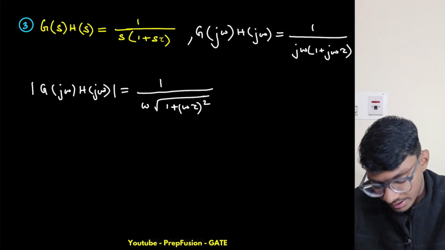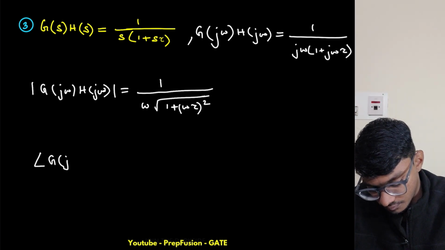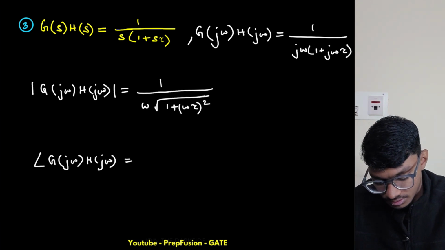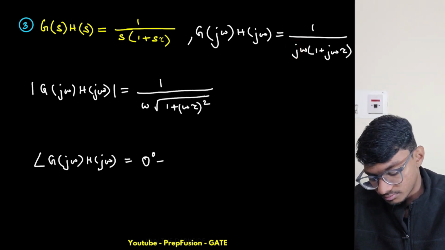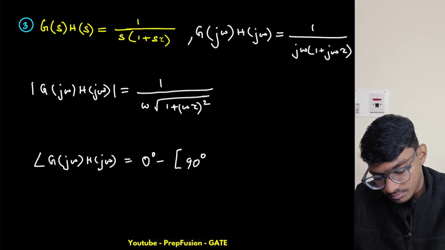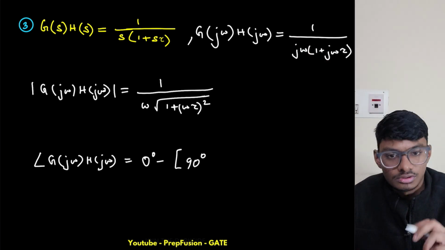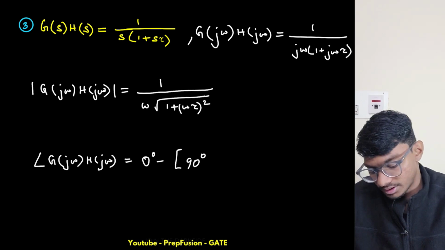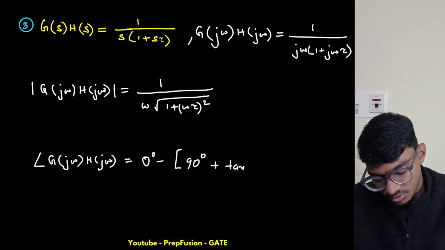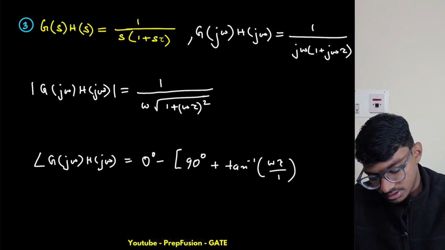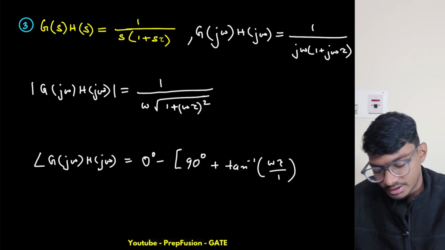Now what is my angle? The angle of G of j omega is basically 0, and these terms are in the denominator, right? So how much angle will this contribute? This will contribute 90, but since it is in the denominator I will write it in brackets. This will contribute 90 plus 90, and how much will this contribute? This will contribute tan inverse omega tau by 1. Doing it fast right now. And this has real component 0, hence it is totally contributing 90 degrees.